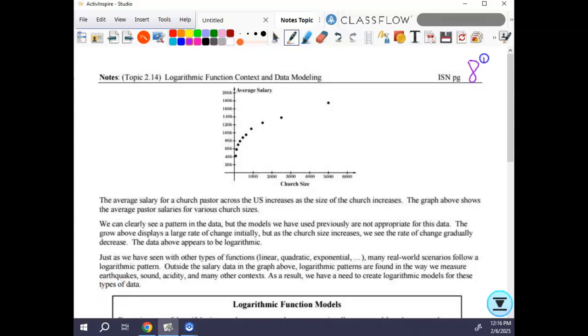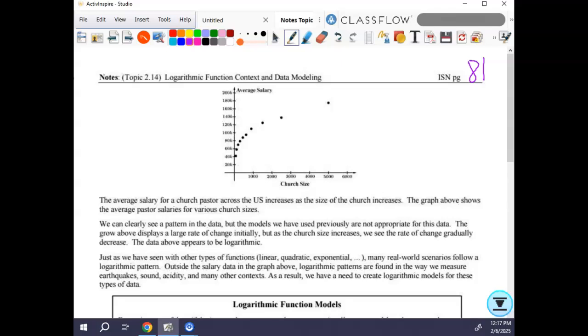This is going on page 81 when we're done, okay? And so we're doing logarithmic function context and data modeling. Just like the other functions that we've done, we got to where we're doing regression. So that's what we're working on here right now.